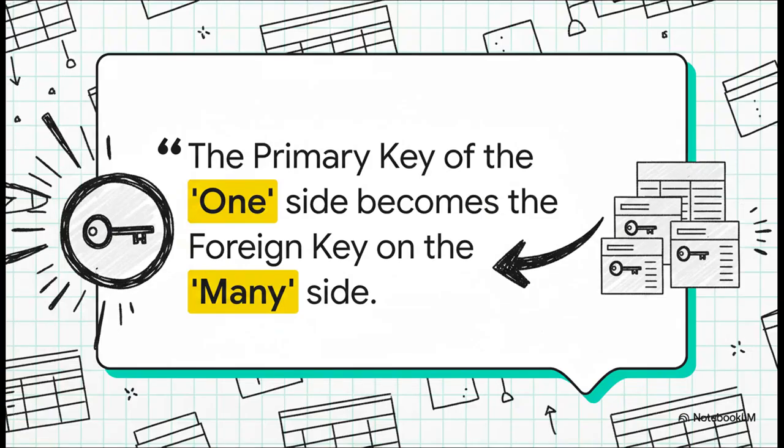Now, for the most common relationship out there, the one-to-many, there is one golden rule. Seriously, you have to remember this one. It's a simple idea, but it dictates everything about how these tables link up.